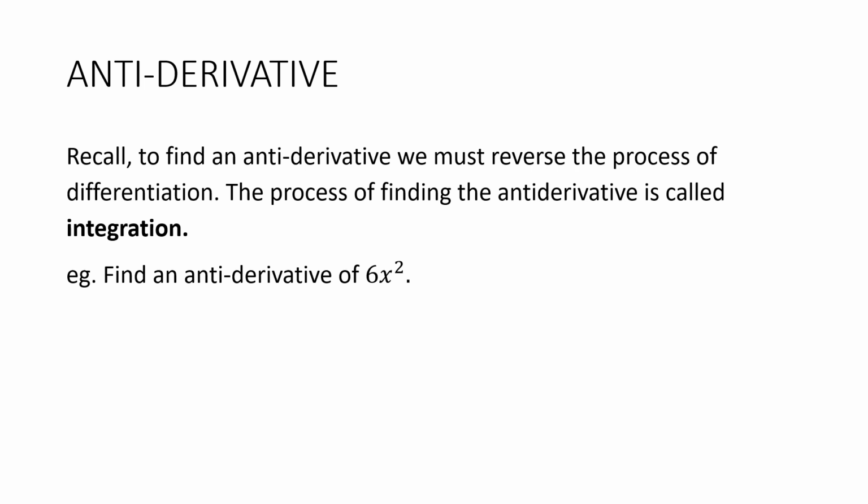We want to go back in our minds to think of the function that we differentiated to end up with 6x squared. We looked at this last topic and we found this rule. We're going to take the power and raise it by 1 and divide by the new power. And I can do some cancelling here. I end up with 2x cubed. 2x cubed is an antiderivative of 6x squared. And this is how it works.